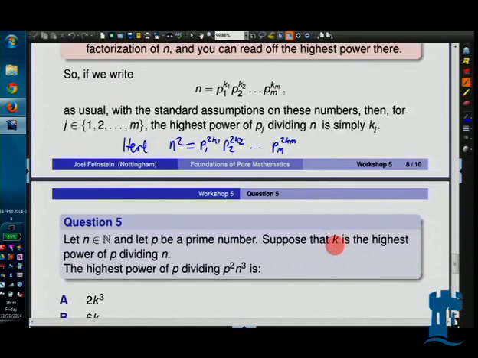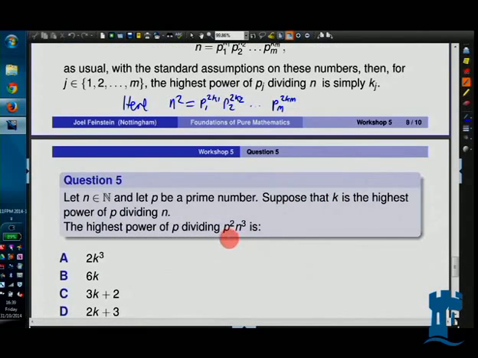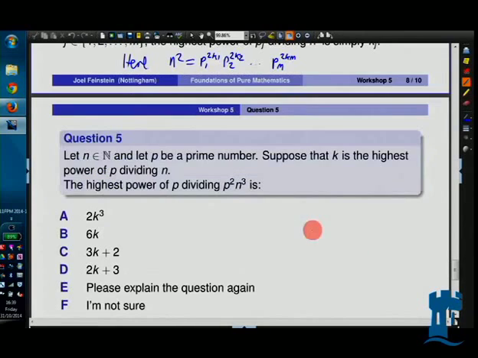So here's your question. Let n be a natural number. Let p be a prime number. And suppose that k is the highest power of p dividing n. What is the highest power of p dividing p squared n cubed? And here are some plausible possibilities for you to think about. And if you sort this one out, you can move on to question 6. We'll come round and see how you're getting on with those.